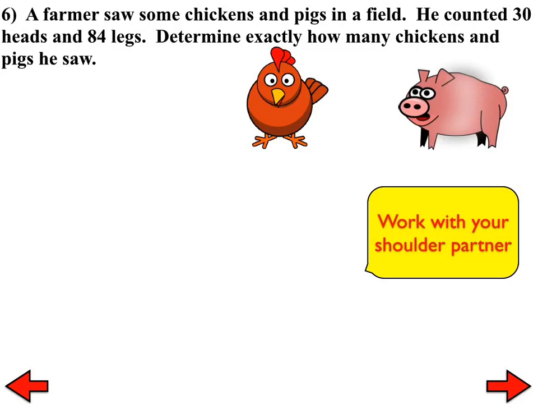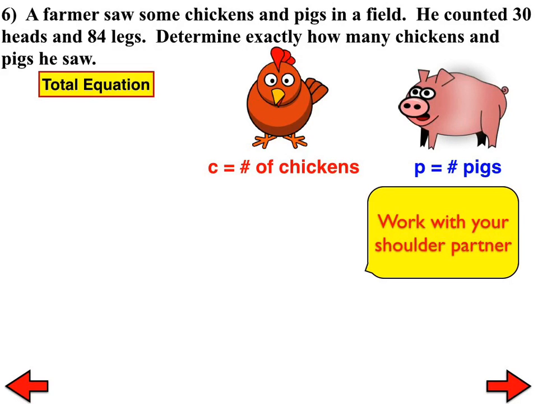All right, so we're using c for chickens, p for pigs. The first equation, which I'm calling the total equation because I'm going to keep coming back to a total equation. A total equation is the total number of animals, or in this problem, the total number of heads, because each animal has 1 head. So I'm going with c plus p equals 30. I don't know how many chickens I have. I don't know how many pigs I have. All I know is that there are 30 of them altogether because there are 30 heads.